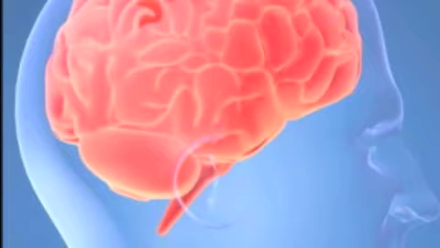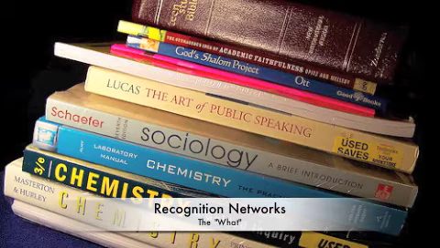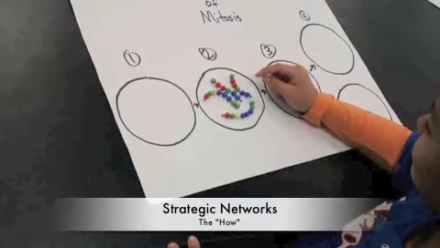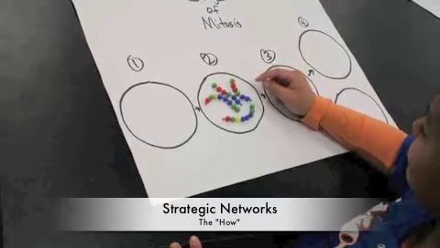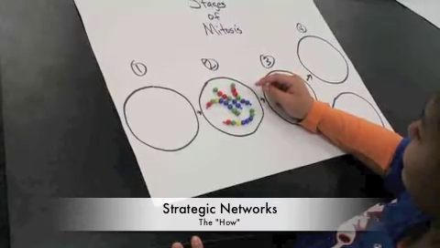Learning is distributed across 3 networks. The largest of these is called the recognition network. This area of the brain takes in new information, analyzes it, and helps us to understand the world around us. Next is our strategic network. This area of the brain helps us plan and initiate actions.